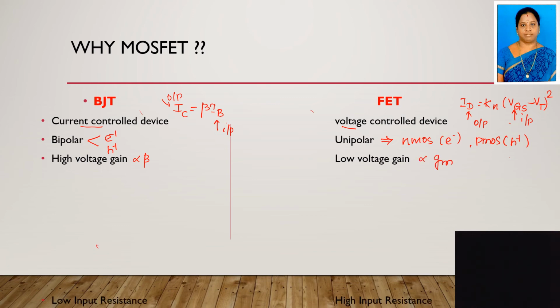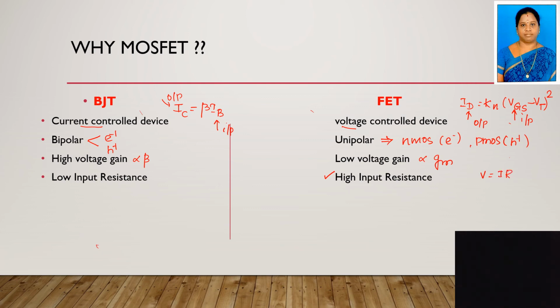The next parameter is input resistance. The BJT has low input resistance, whereas MOSFET has high input resistance. This is actually a required quality of any voltage amplifier. For any voltage amplifier, the input resistance must be high. Why? You know that voltage equals current into resistance as per Ohm's law. If you have high resistance, you will have high voltage. It is directly proportional. So if an amplifier has high input resistance, it will easily receive even a weak signal. That is a good quality of any amplifier.